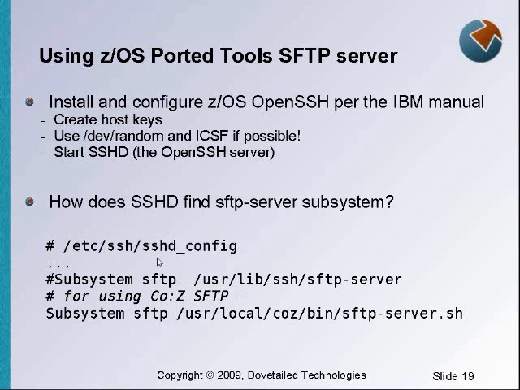This is a little quiz question. It has to do with how SSHD finds which subsystem, which program, to run for SFTP. There's a configuration line in sshd_config that points the SFTP subsystem to the binary. By default, you'll see a line like this. I have it commented out. This is the IBM Ported Tools binary for the SFTP server. I've commented that out and pointed it to this front end that we have, which, based on user profiles, will either run IBM's version or our version, Cozy SFTP. This is how you change the configuration in Ported Tools to point to either one.